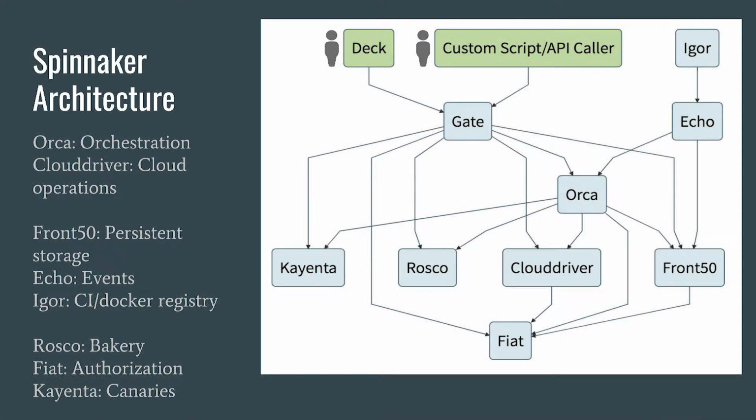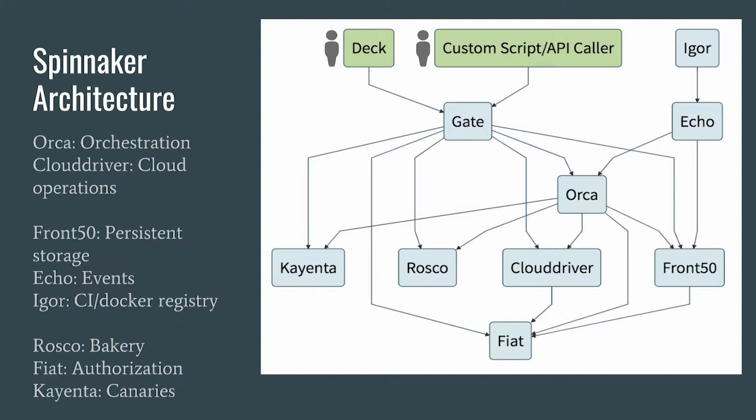So Spinnaker architecture. Spinnaker is made up of a bunch of microservices, and they all have specific roles. And some are super critical to the functionality of Spinnaker, and some provide more edge functionality that's maybe not mission critical. So this is the architecture diagram from the Spinnaker IO website that you might have seen before, and we're going to walk through that.